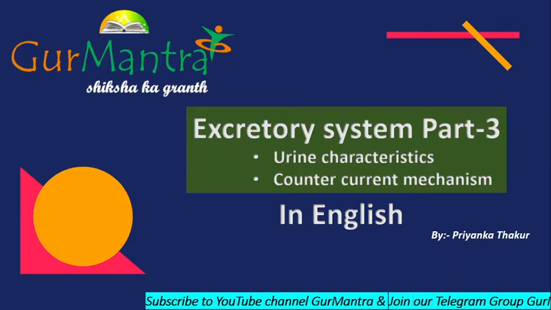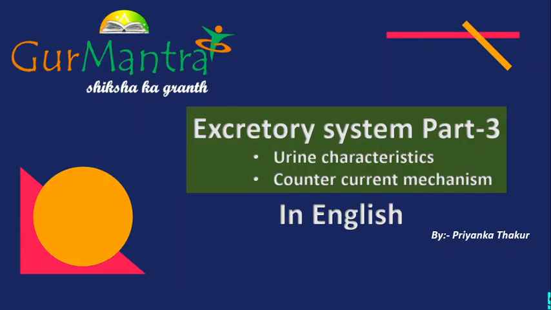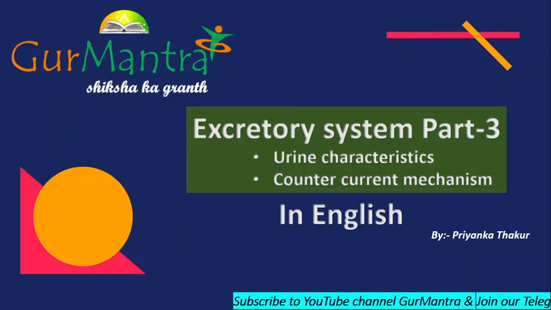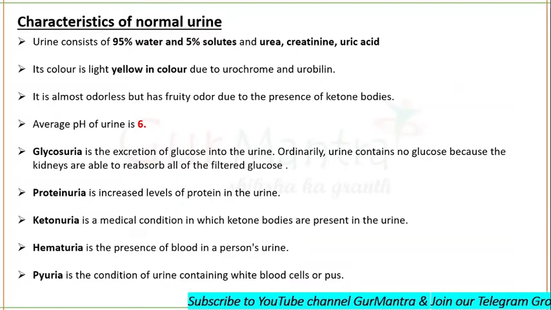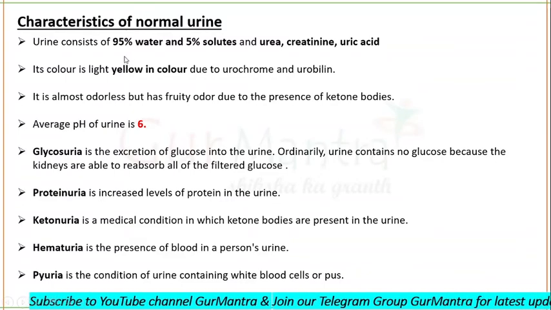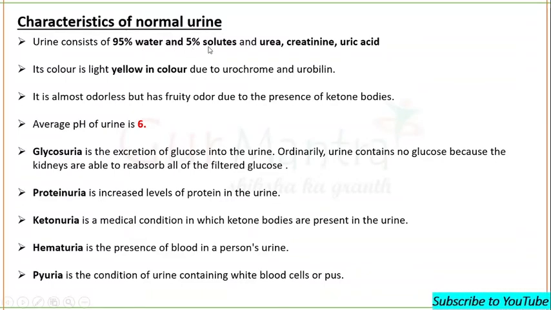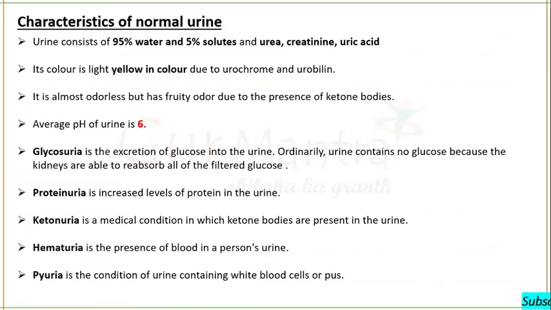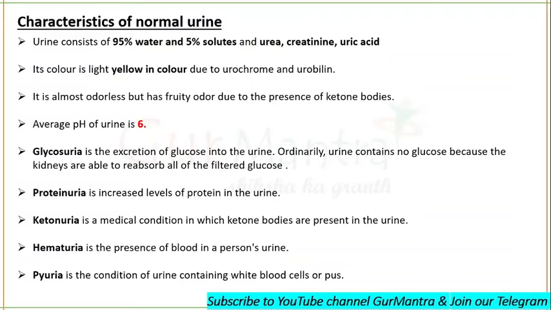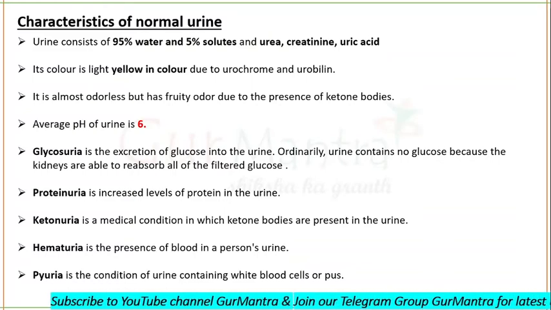So let's start with today's topic, which is about urine characters, and we will also come to know about the counter current mechanism. So what are the characteristics of normal urine? Normal urine volume is about 95% water and 5% solutes, and these solutes are urea, creatinine, and uric acid. The largest solute fractions are nitrogenous waste, and urea, creatinine, and uric acid are the nitrogenous wastes.